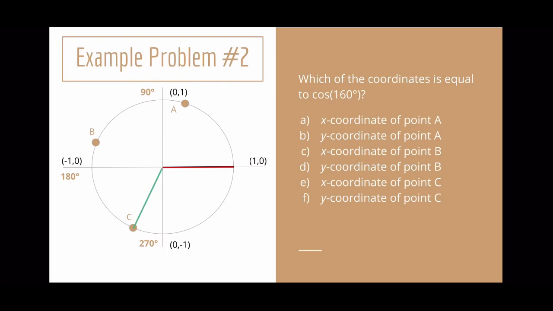Point C is between 180 degrees and 270 degrees. This means that it is a lot more than 160 degrees, which means it is not the answer. So going back to point B, it is between 90 and 180, which means it is probably 160 because it looks close, you know? And this leaves us with the answer of C, because cosine is the x-coordinate and point B is between 90 to 180. That is all, guys. Thank you.